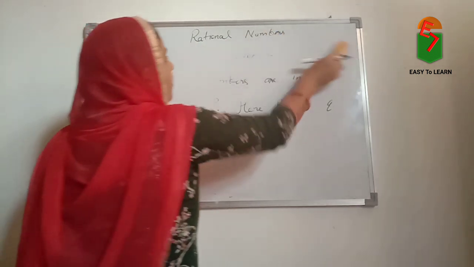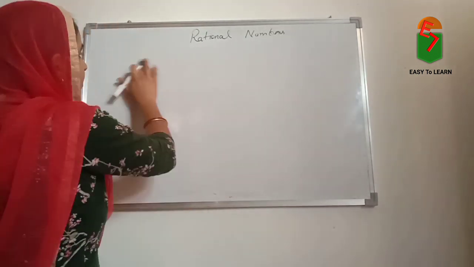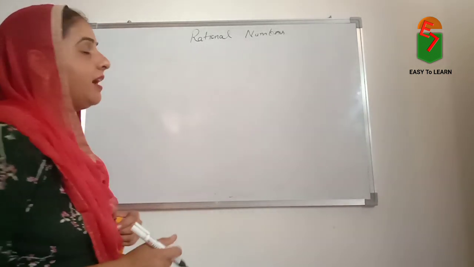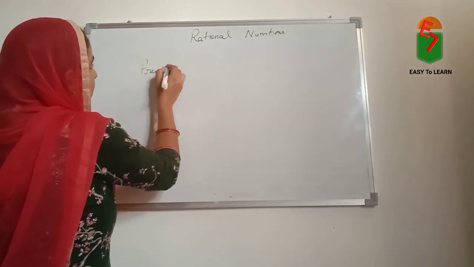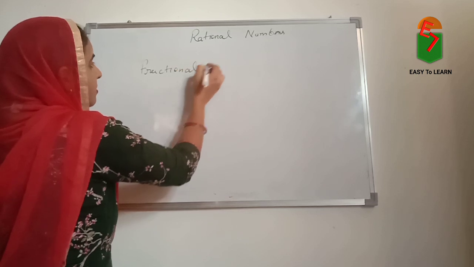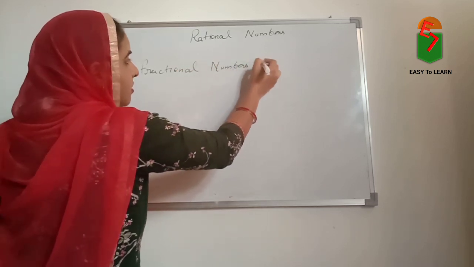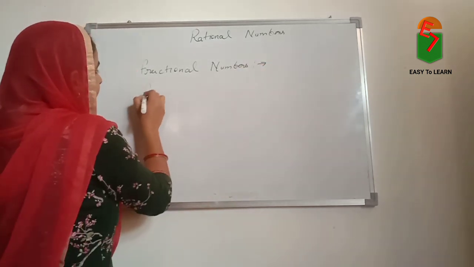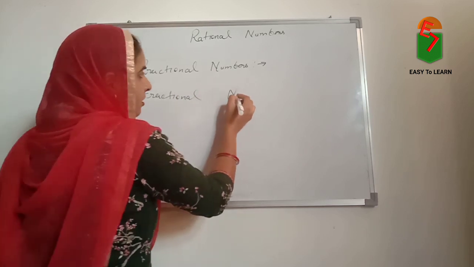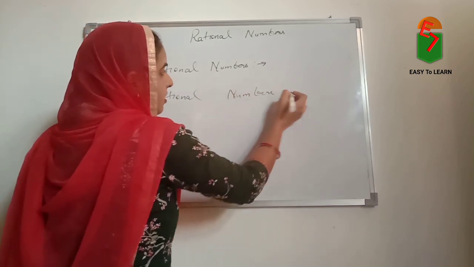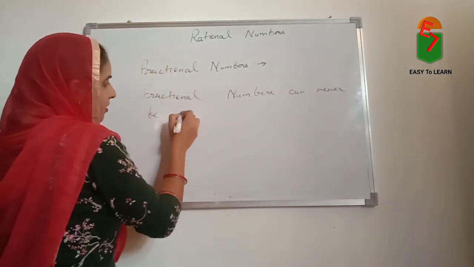Next we discuss the comparison between rational numbers and fractional numbers. What are fractional numbers? Fractional numbers can never be negative.